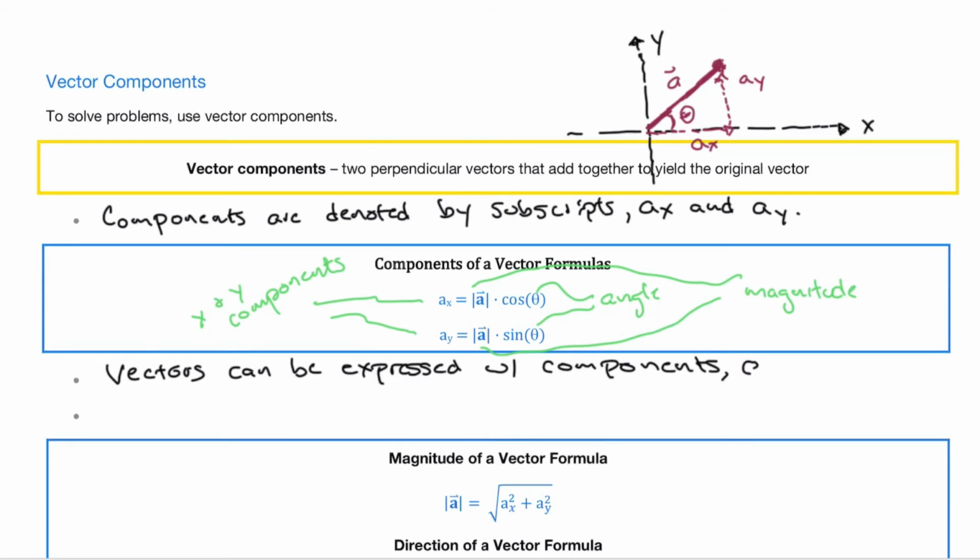We write A is equal to A sub x i plus A sub y j, where i here is more or less just a placeholder representing the direction of the x-axis, and j is more or less a placeholder representing the direction of the y-axis.